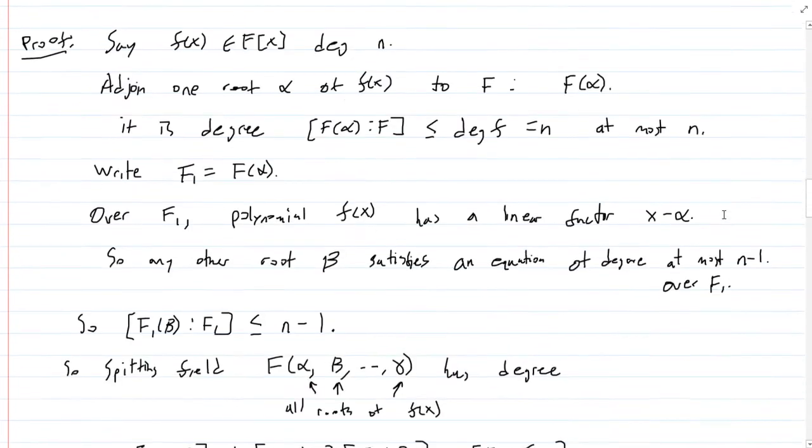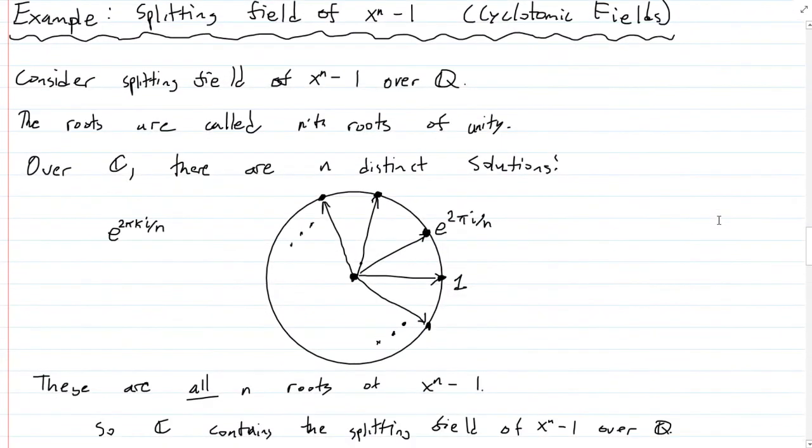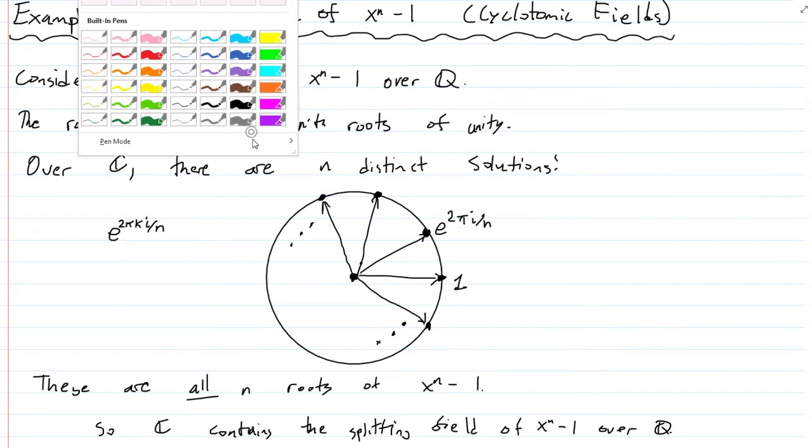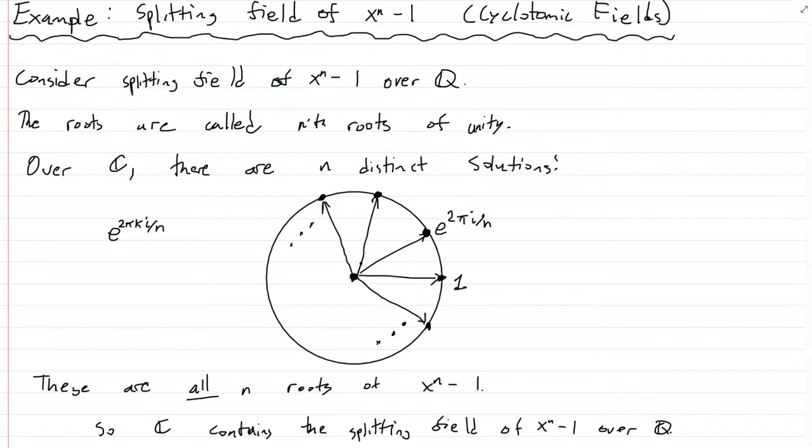Anyway, that's later. Okay, now let's talk about two examples. The first example is a splitting field of x to the n minus 1, and this is the cyclotomic field. So consider the splitting field of x to the n minus 1 over Q.